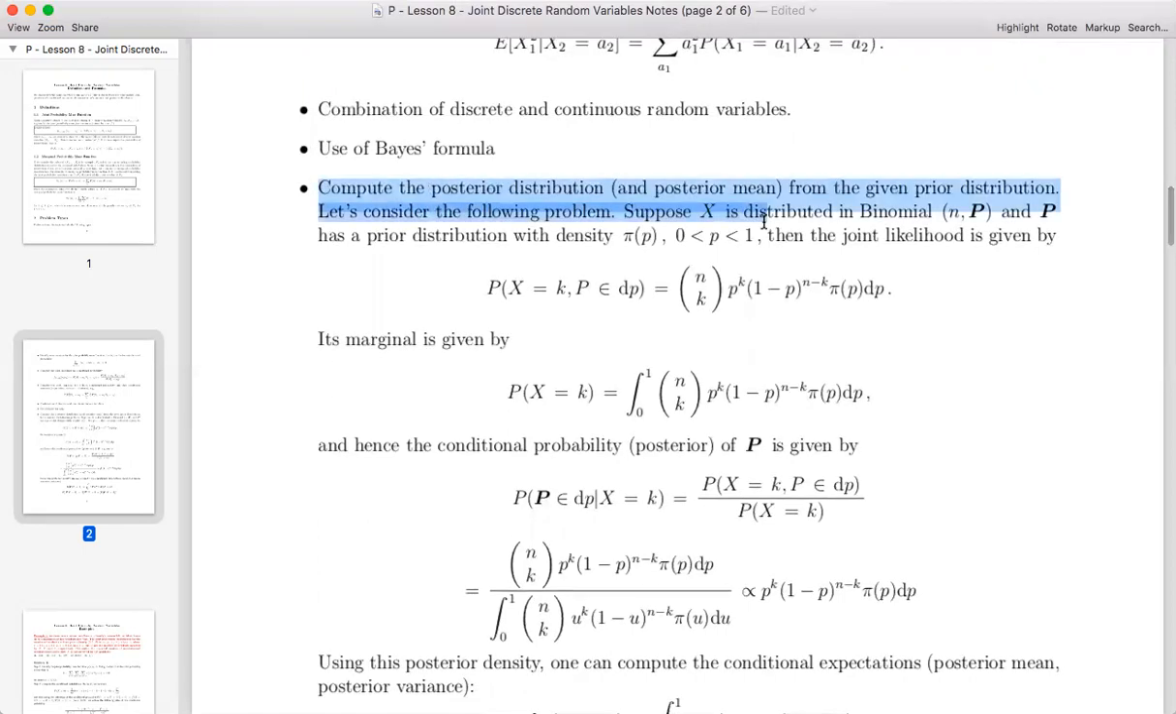So let's compute the posterior distribution and the posterior mean from the given prior distribution. Let's consider the following problem. Suppose X is distributed binomial n comma p, and p has prior distribution with density pi of p. Then the joint likelihood is given by the probability X is equal to k, p is an element of dp. We know our distribution for this, just because we know it is binomial, is n choose k times p to the k, 1 minus p to the n minus k, pi of p dp.